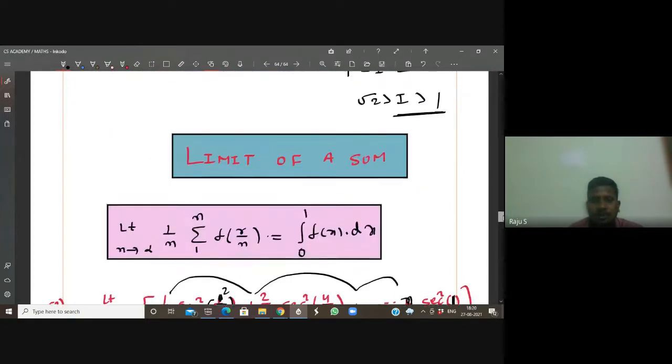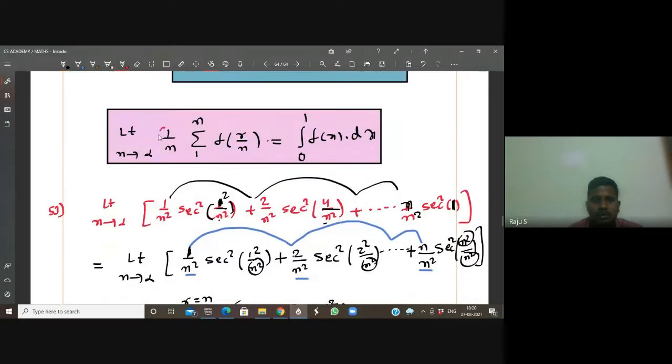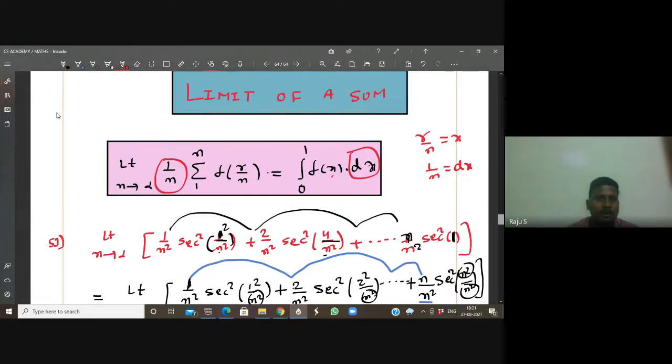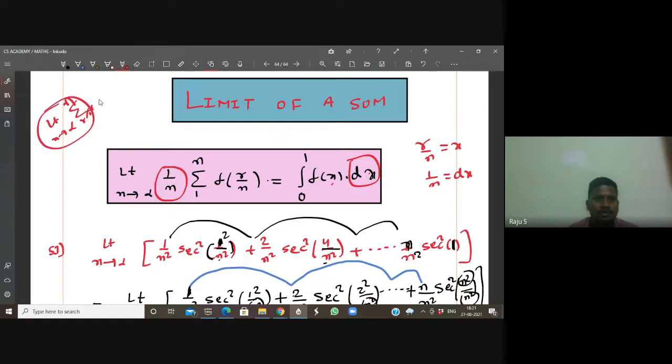Students, whenever you apply the limit of a sum formula, you have to check very carefully. 1 by n must be separate. Without 1 by n, nothing but dx actually. 1 by n is nothing but dx. r by n is nothing but x. You can replace r by n with x, and 1 by n with dx. So in this limit n tends to infinity, summation r is equal to 1 to n, you can take the integral 0 to 1. That's all. Got it, students?